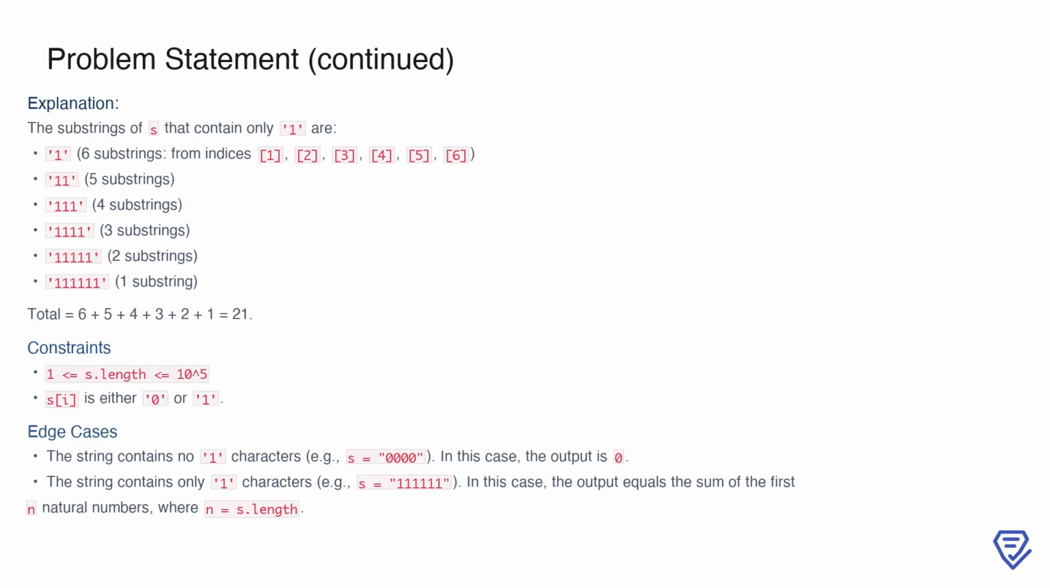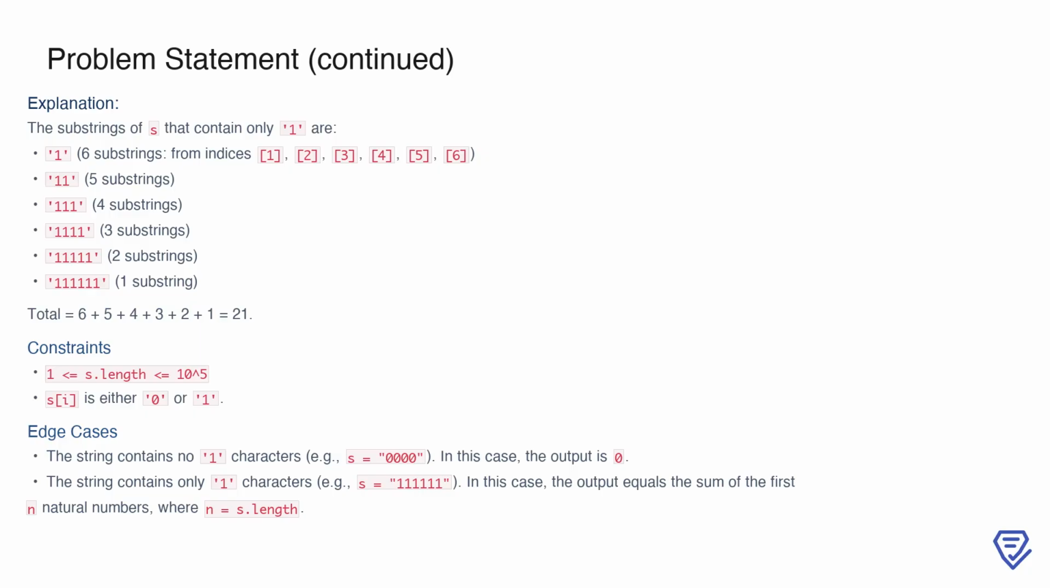In the third example, the input string is s equals 111111, which consists entirely of ones. The output for this case is 21. Let's break it down. There are 6 single-character substrings of 1. Then, there are 5 two-character substrings of 11, followed by 4 3-character substrings of 111, 3 substrings of 1111, 2 substrings of 11111, and finally 1 substring of the entire string 111111. When we sum these counts, 6 plus 5 plus 4 plus 3 plus 2 plus 1, we get a total of 21.